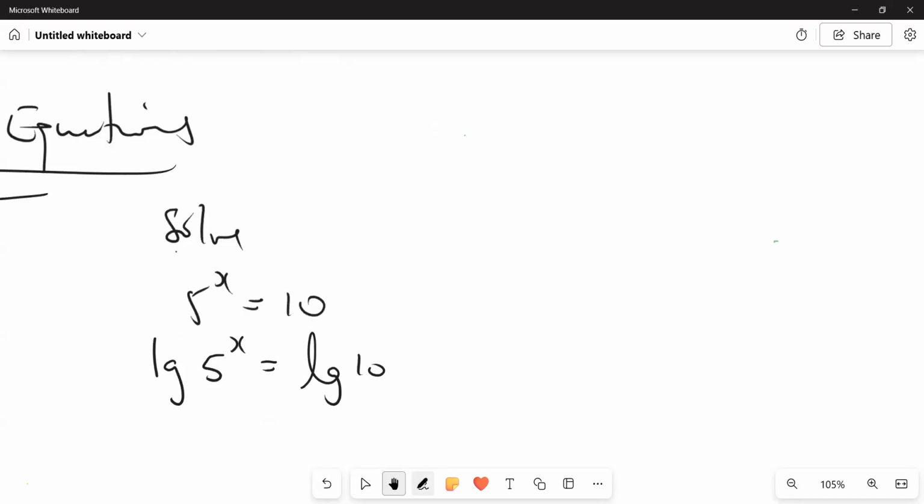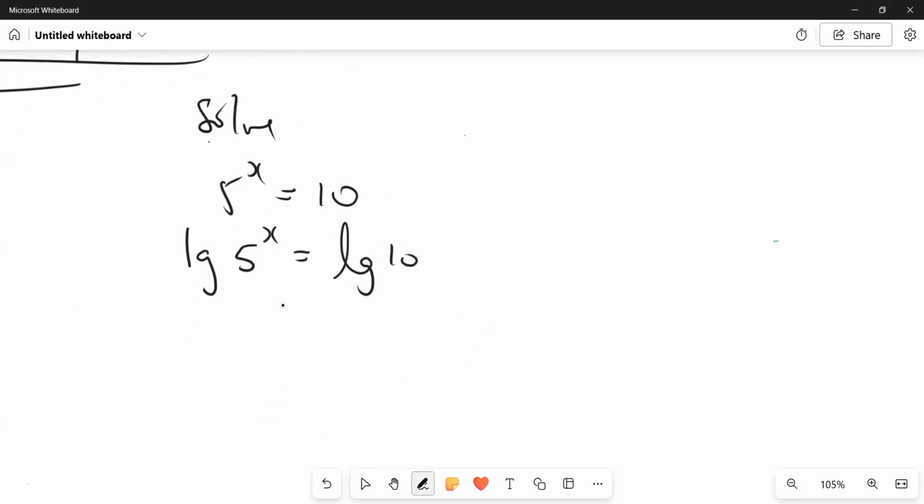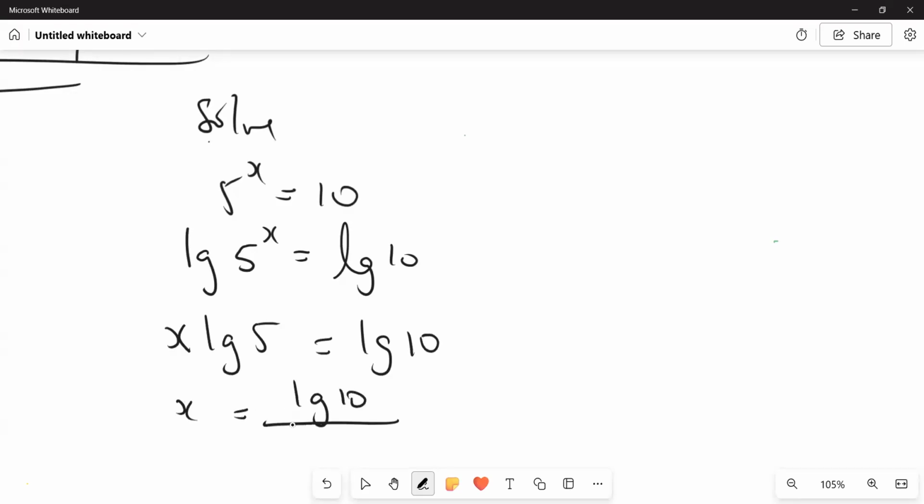So what do we do here? We find the logarithm of both sides. You know there is a rule where you can bring this x to the front. So you have x log 5 equals log 10. Therefore, x is equal to log 10 over log 5. And that's some number. Punch it in your calculator. It should be 1.43 or something like that, to 3 significant figures.